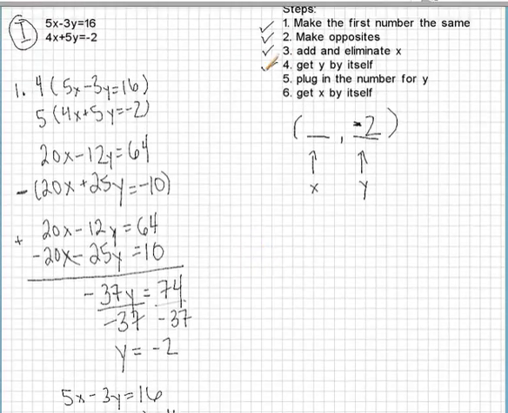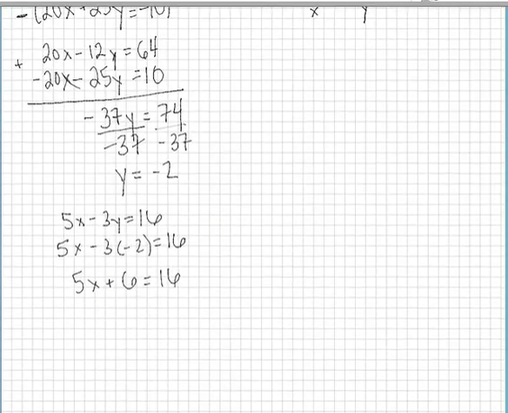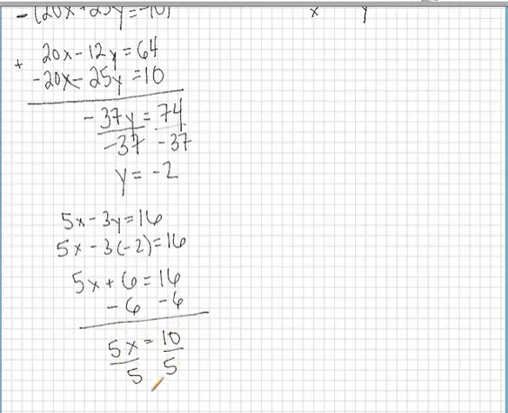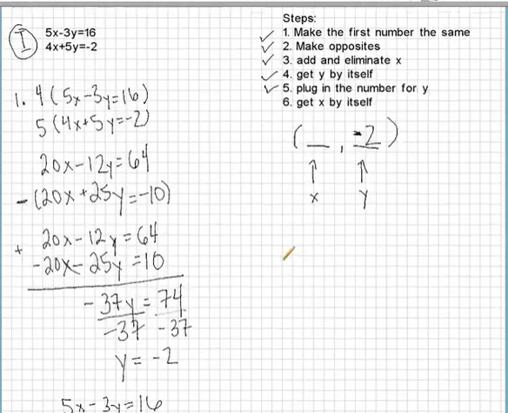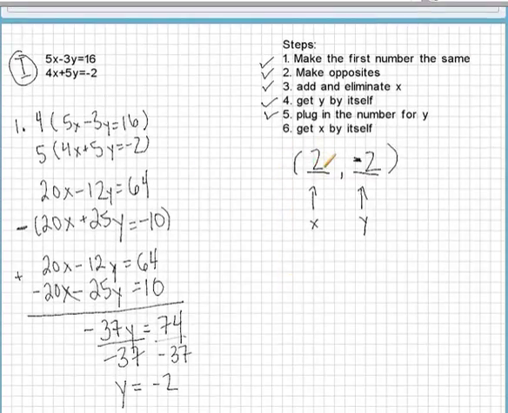Now I can move on to my very last step, and I'm almost done. I just want to get x by itself, so I'm going to solve for x by subtracting 6 from both sides. We end up with 5x is equal to 10. Divide by 5, and we get x is equal to 10 divided by 5, which is 2. So that is the x number and the y number that makes both of these equations true, and that is your final answer.